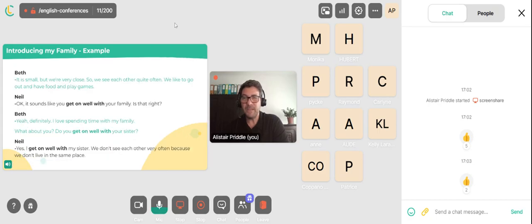Beth. It is small, but we're very close. So we see each other quite often. We like to go out and have food and play games. Neil. Okay, it sounds like you get on well with your family. Is that right? Beth. Yeah, definitely. I love spending time with my family. What about you? Do you get on with your sister? Neil. Yes, I get on well with my sister. We don't see each other very often because we don't live in the same place.